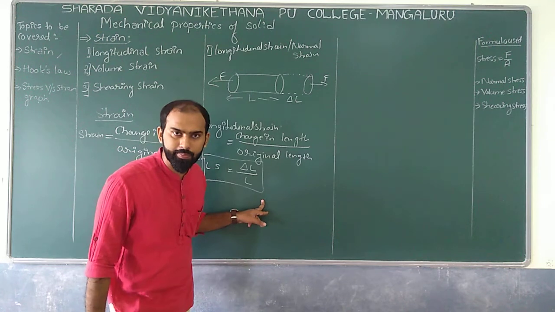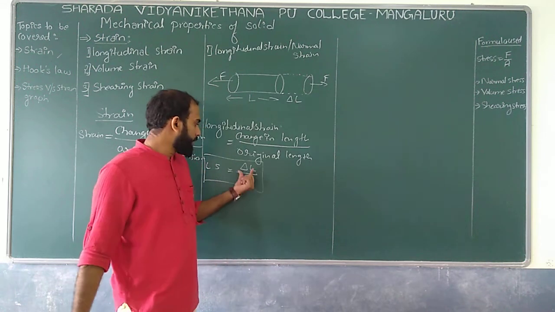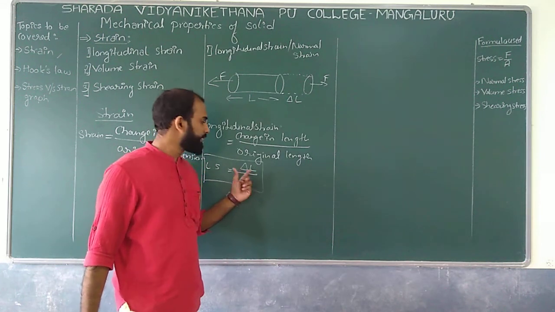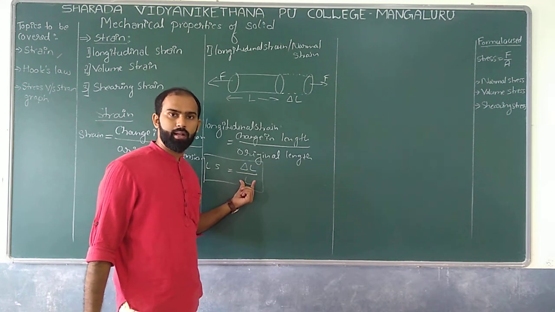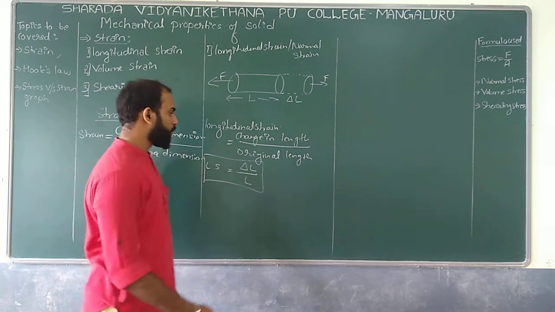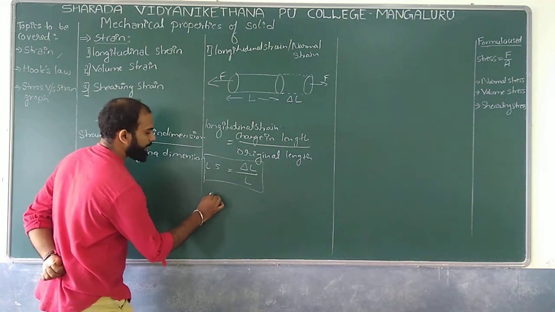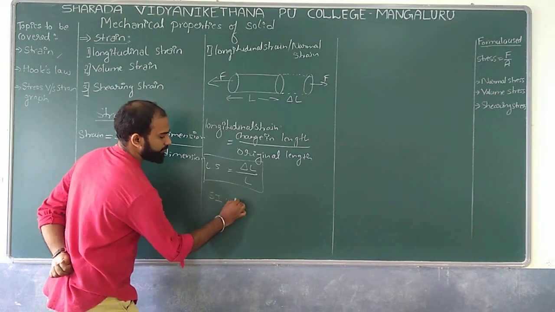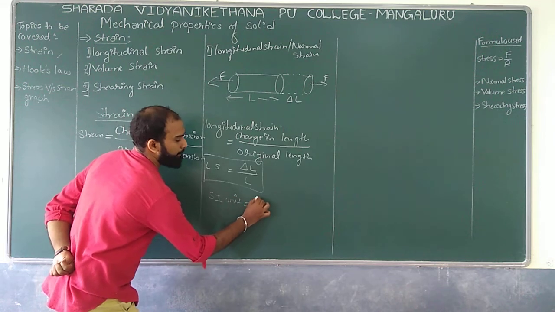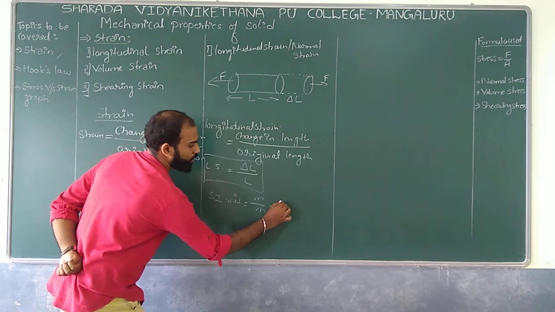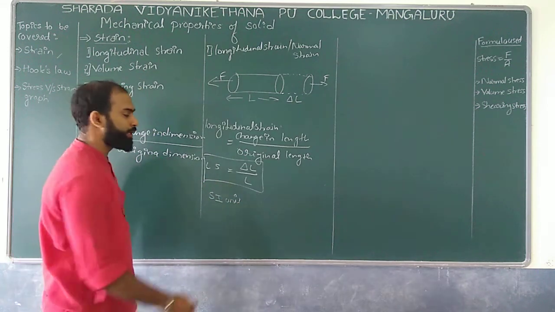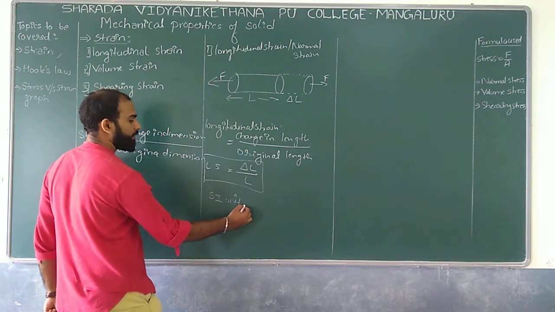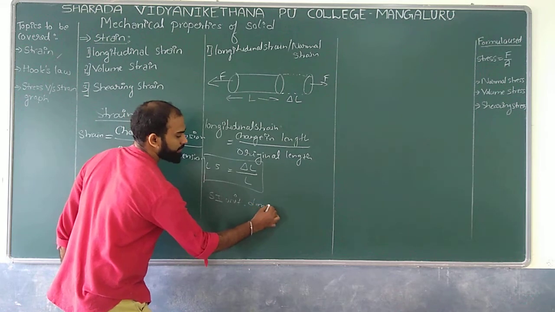Think and give me the answer, or think yourself. So delta L, what is the SI unit of delta L? It is also a kind of length, right? And what about the original length, in terms of meter? So if I say SI units, see, meter by meter, which is equal to 1, which means it is a dimensionless quantity.